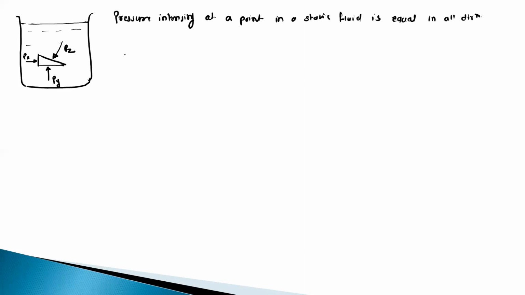So finally, from the derivation, we arrive at this equation. Px is equal to Py, this is equal to Pz. Okay. So from this equation, we can see if the fluid is static, then the pressure or the pressure intensity at a point in a static fluid is equal in all directions. Okay. So from this equation, we can write, suppose we have the arrangement like this.